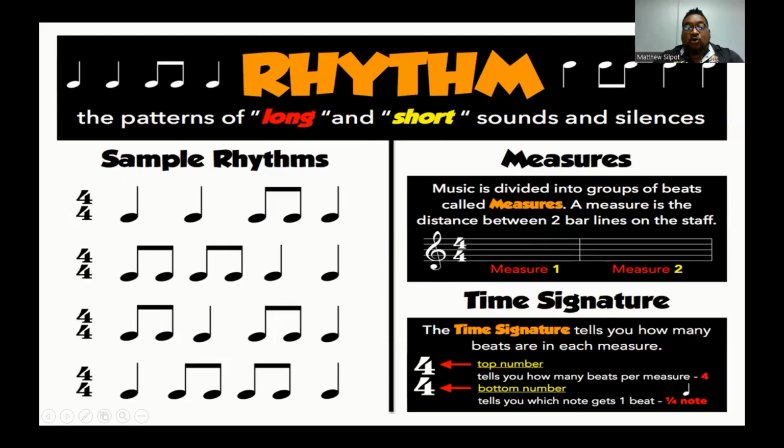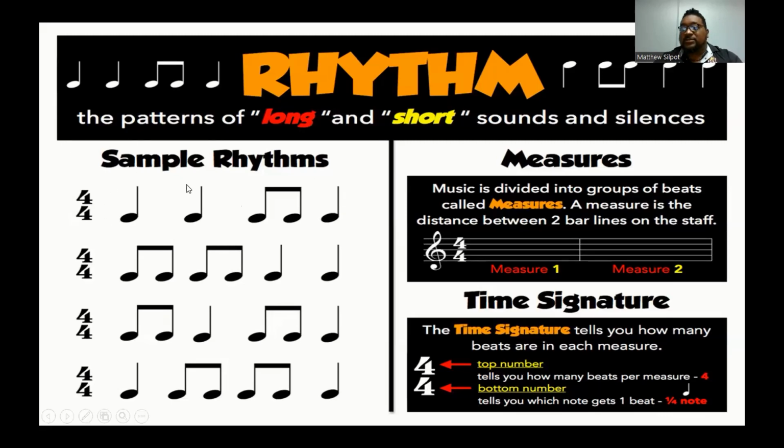So our measures are divided by bar lines. So we call these bar lines that would separate these. So this would mean that each bar is equal to 4. So the time signature tells you how many beats are in each measure. So our top number will tell you how many beats per measure. So this is indicating that it's 4, and our bottom number tells you which note gets 1 beat. So in this case, it's a quarter note that will get 1 beat, because a quarter note, you need 4 of them to make the whole.